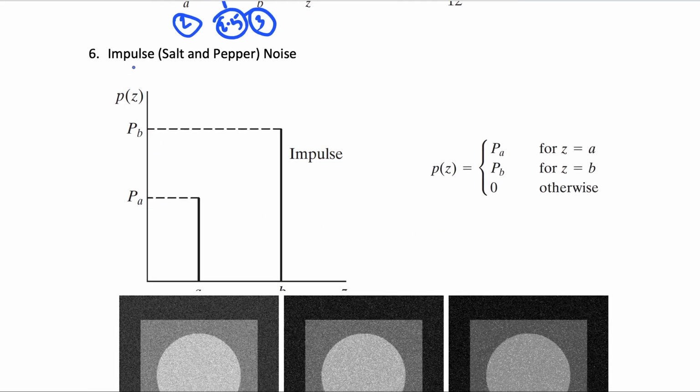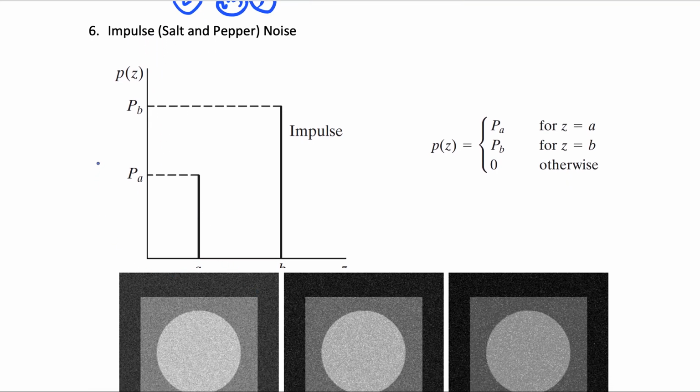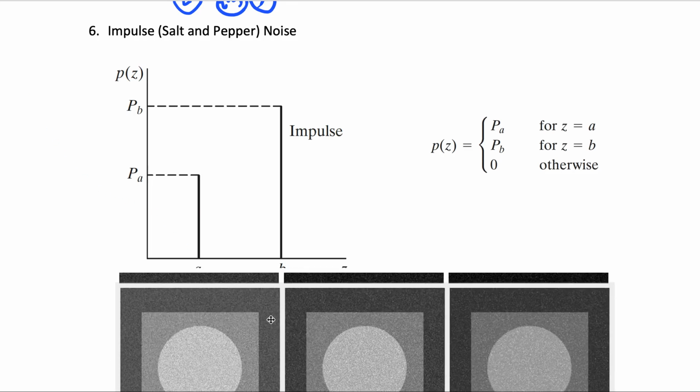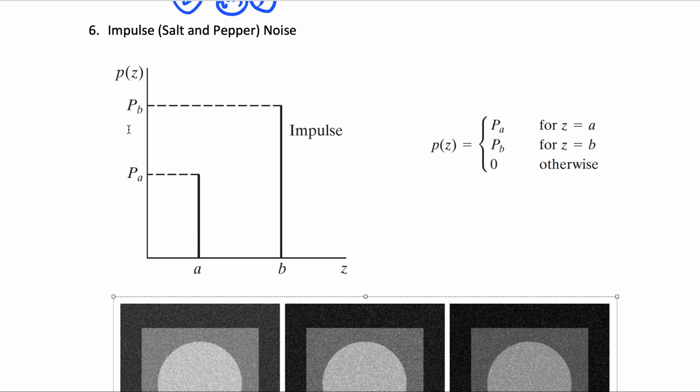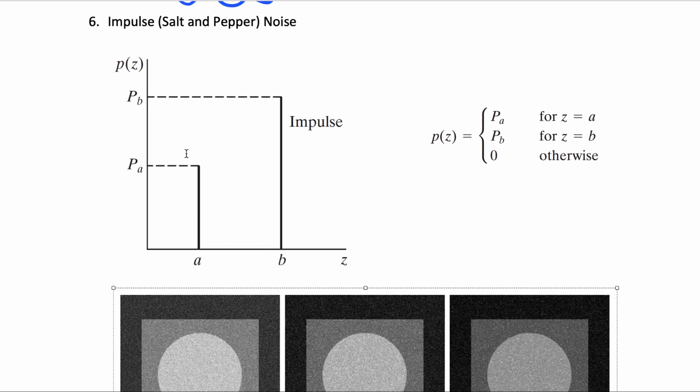So in this one, impulse noise, we have only two different values. One is a, another one is b. So there is no noise for any value between a and b. So the probability of a is given as pa, and the probability of b is given as pb. And this is no more a continuous function. It has just two distinct values of a and b, and the corresponding probabilities are pa and pb. And this is actually called a salt and pepper noise.